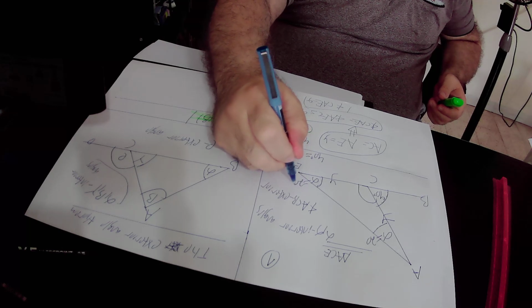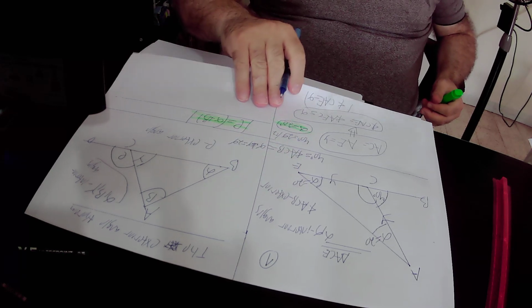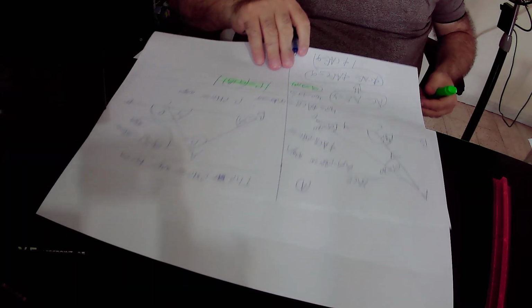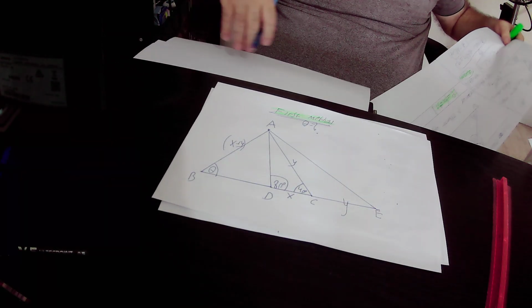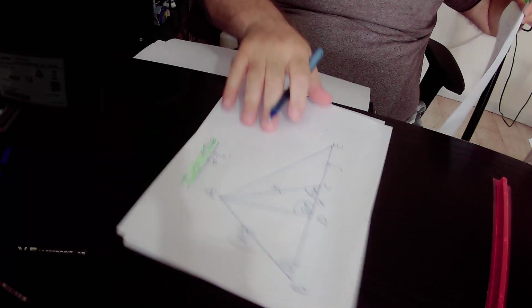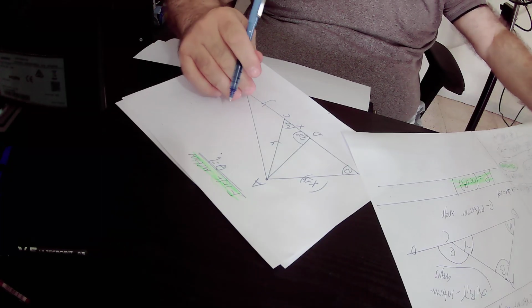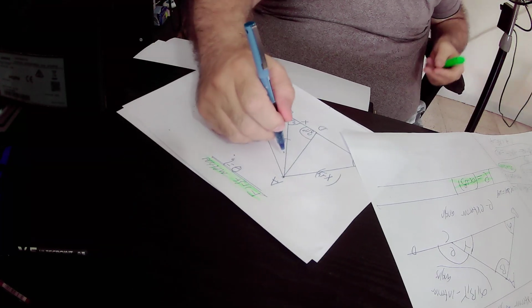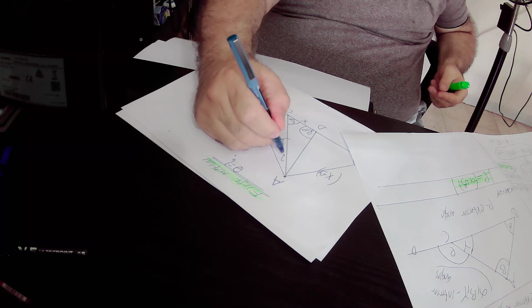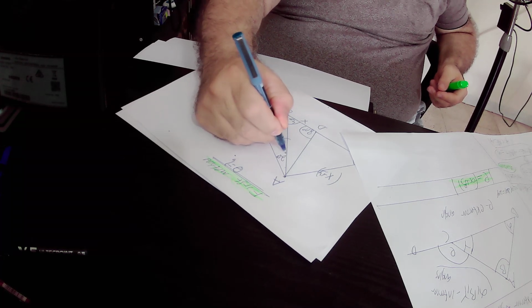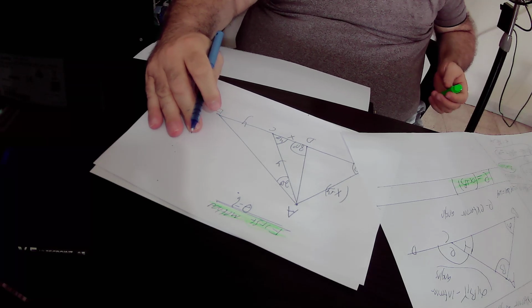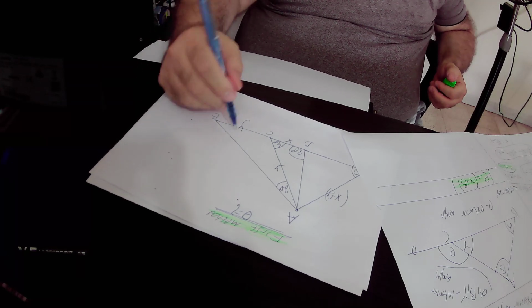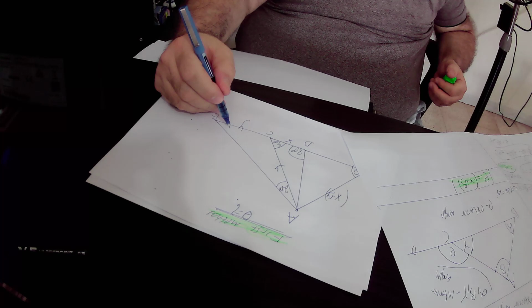So angle CAE equals alpha, and alpha equals 20 degrees, and also angle AEC equals alpha, that is equal to 20 degrees.